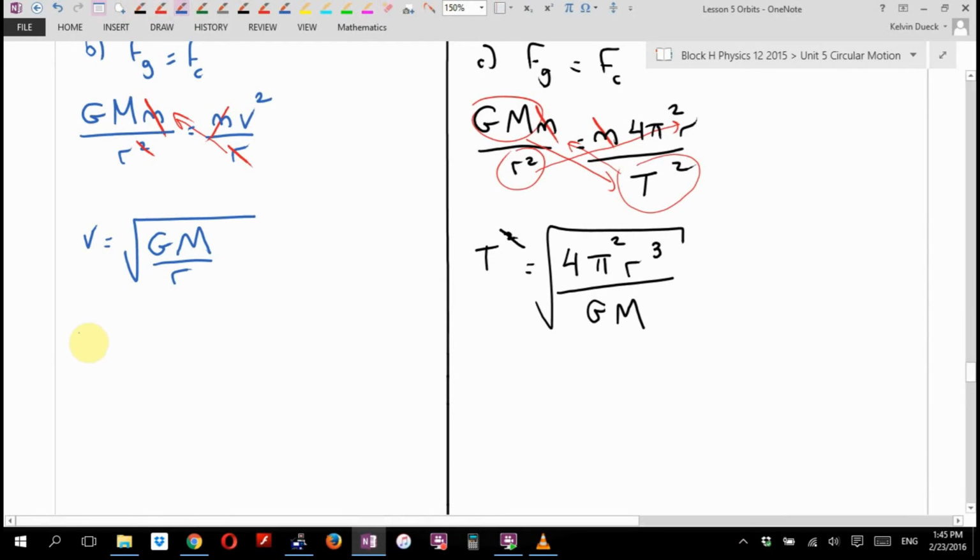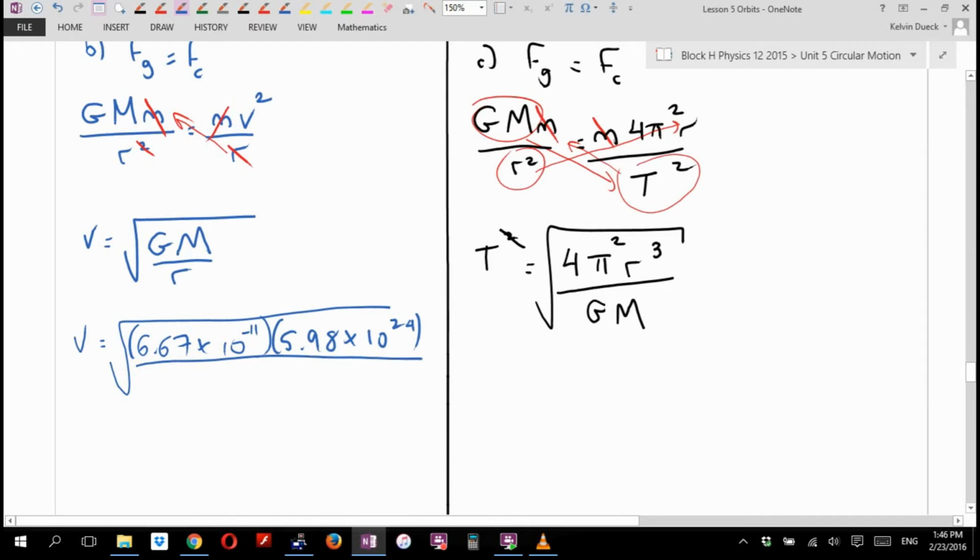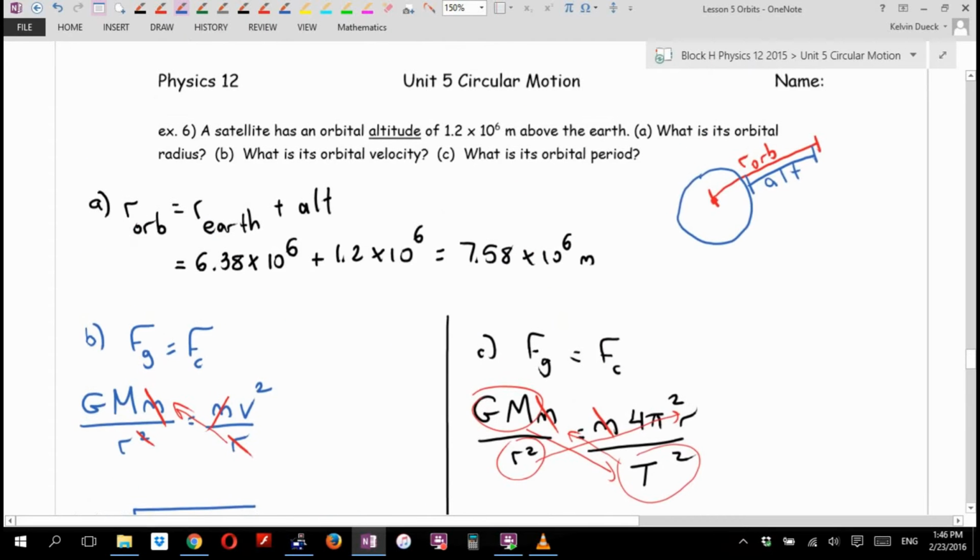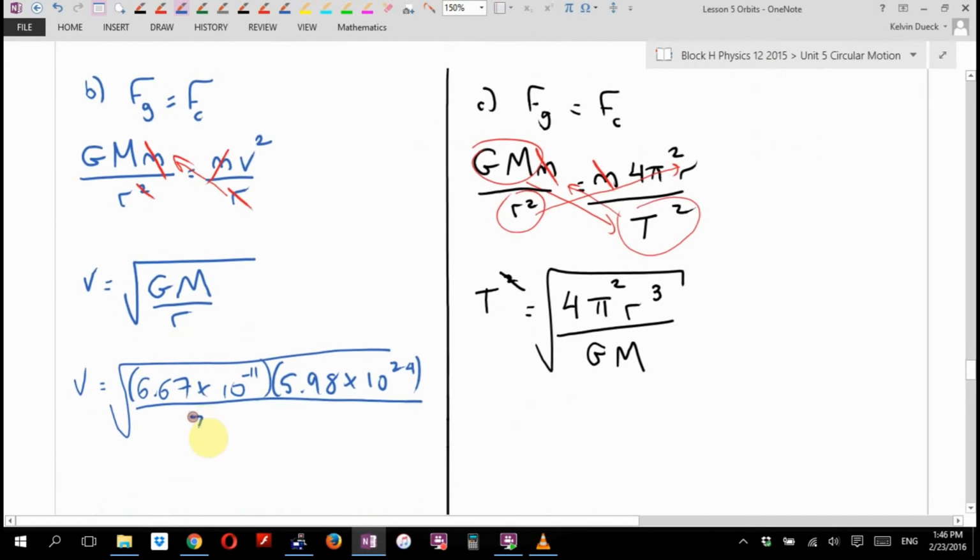Orbital speed is going to be 6.67 times 10 to the negative 11. A number of you have shown me that you have that number on your calculator as a constant programmable. Great. Mass of the Earth, 5.98 times 10 to the 24th, I think. All over, what was R? 7.58 times 10 to the 6th.